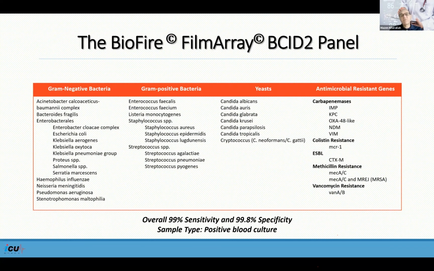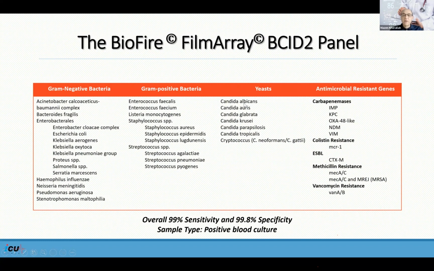Now, the BioFire FilmArray on the blood would include different gram-negative organisms. You can see the different ones included here, including Bacteroides fragilis and the Acinetobacter, Enterobacteriaceae, Haemophilus influenzae, Neisseria meningitidis, Pseudomonas aeruginosa, and Stenotrophomonas. And then we have gram-positive bacteria, faecalis, faecium, from the Enterococci, Listeria, Staphylococcus, whether it is aureus, epidermidis, Streptococcus species, Streptococcus agalactiae, pneumoniae, and pyogenes.